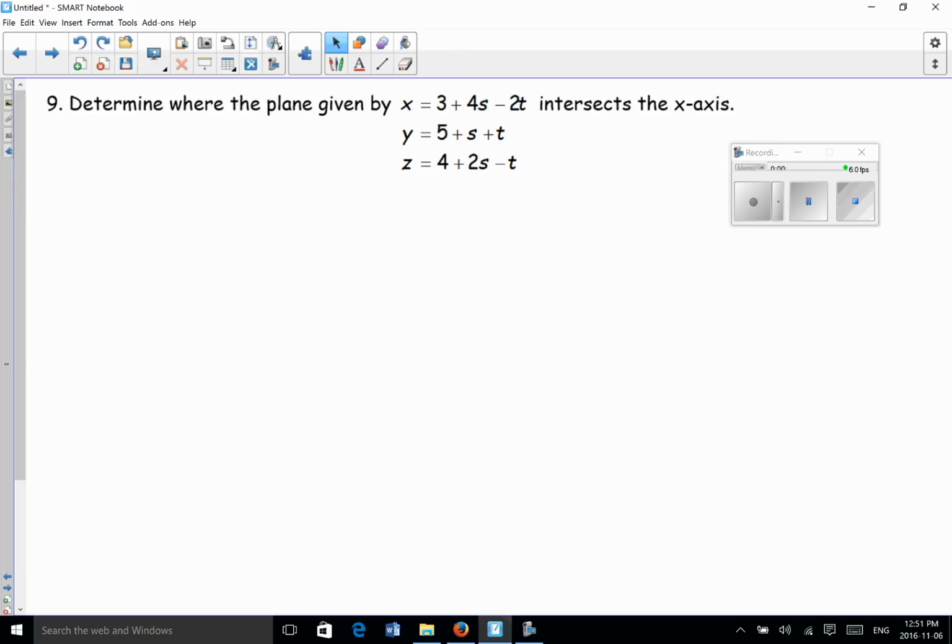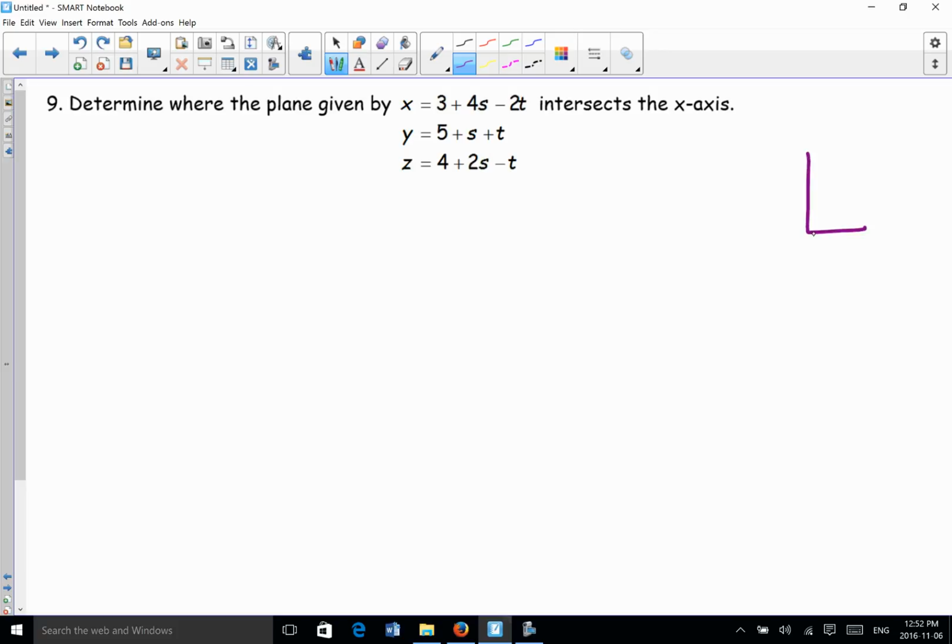And number 9, we're asked to figure out where a plane intersects the x-axis. So let's think about our picture for a second, if you will. We've got our 3 dimensions. We're going to intersect the x-axis. If we think about a plane, it goes through. There's my plane. Okay, where am I intersecting the x-axis? Well, right about there, right?